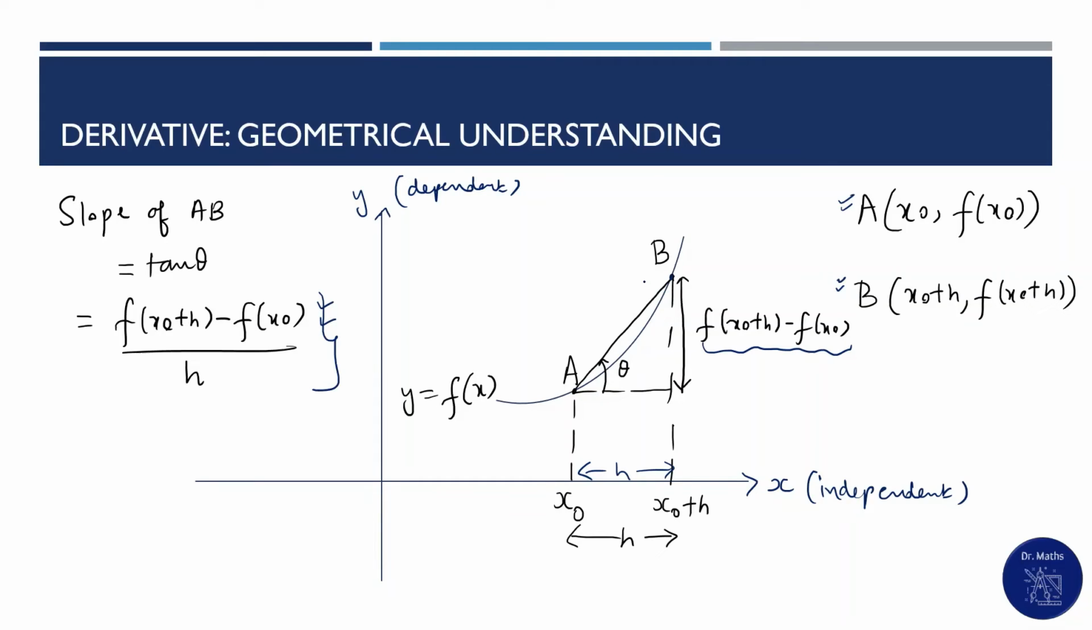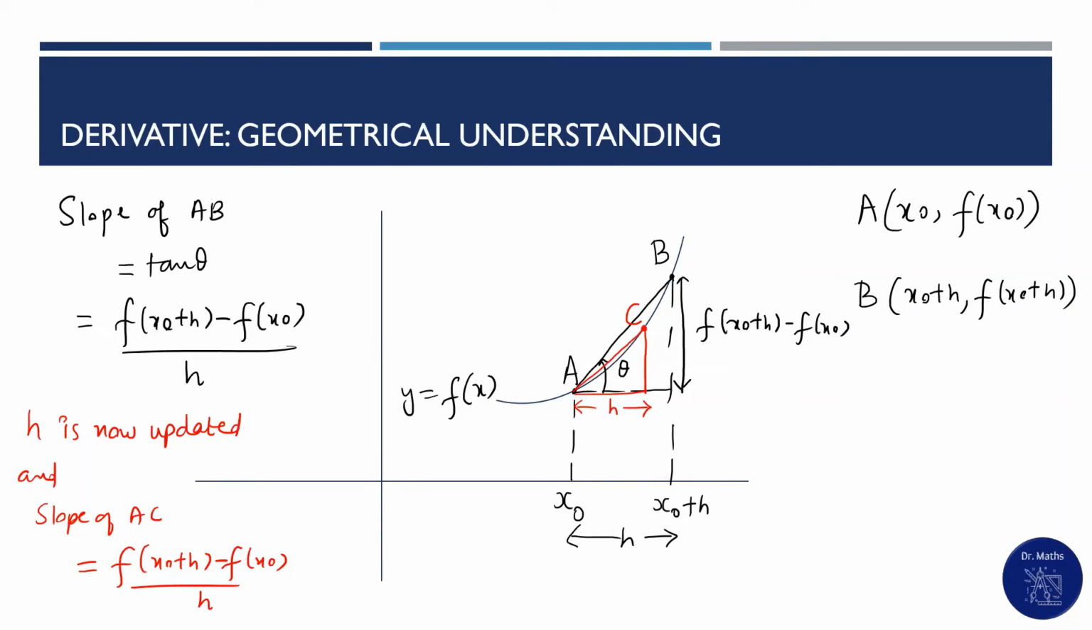I hope through basic understanding of mathematics, everybody is able to understand how this quantity is the slope of this line segment AB. You can call it secant AB or the chord joining AB, whatever you want to call it. So this quantity, the change in dependent variable divided by the change in independent variable, is nothing but the slope of AB. Let's see what to do next.